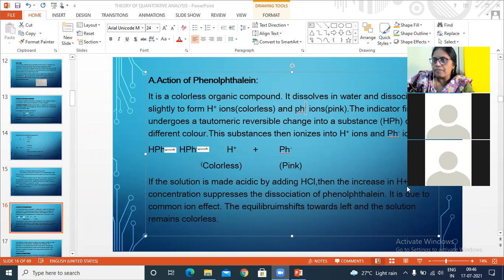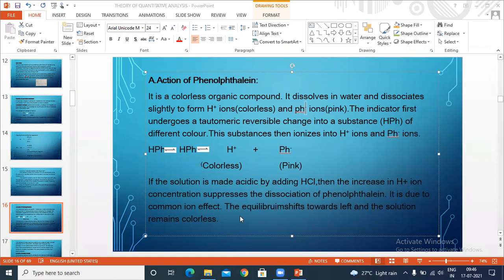It is due to the common ion effect. That means the common ion, H plus, is present both from the acidic medium and from the dissociation of HPh. Because of that common ion effect, the dissociation of the phenolphthalein indicator is suppressed. So the equilibrium shifts towards the left, the backward reaction, and the solution remains colorless. That is in the acidic medium.